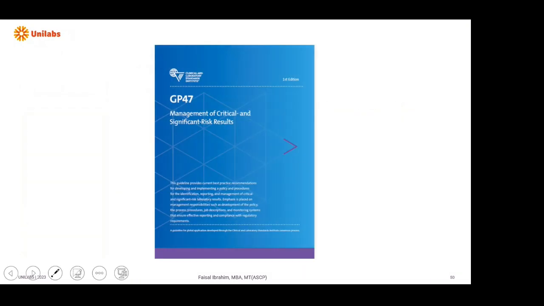So when it comes to management of critical results, one of the good documents we like to usually read and implement is GP47, Management of Critical and Significant Risk Result. When we did our SOP, we read this standard and we adapted most of what's written here. And I think this guideline recommended dividing the critical result into two parts. One is what we call the critical result, which is, for example, a potassium, a glucose. And the second part is a significant risk result.